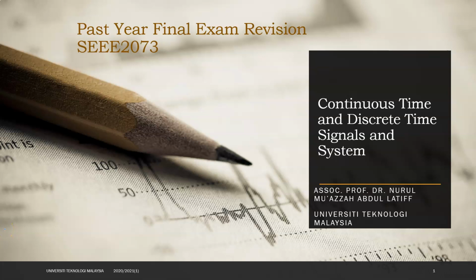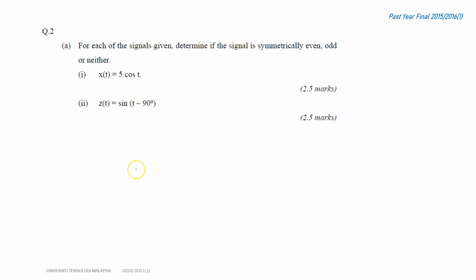Hello everyone. In this video, I'm going to show you one example of a past year final exam question for continuous time and discrete time signals and systems, which is chapter 1. A question from chapter 1 will be one of the compulsory questions in the final exam. For this example, I have chosen one question from the past year finals in 2015 and 2016. Let's see the first question.